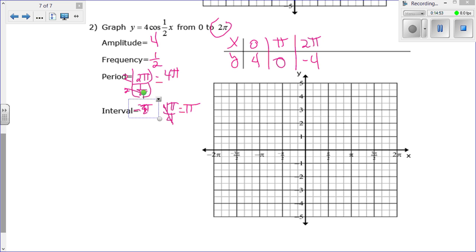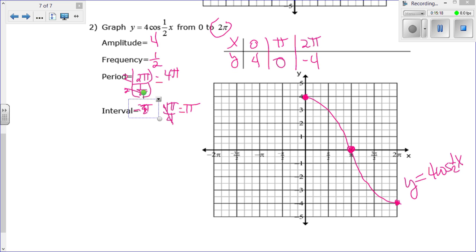So 0, I'm at 4. At pi, I'm at 0. And at 2 pi, I'm at negative 4. Now it has a curve to it. It's not a straight line. Your curve's going to kind of come out, swoop down, and then kind of curve again. So this is y equals 4 cosine 1/2 x.